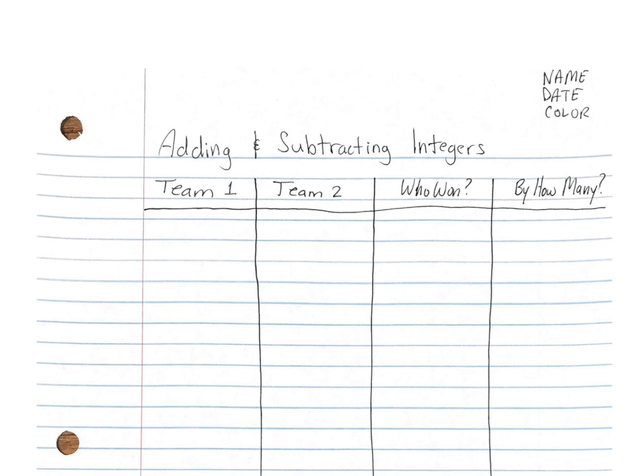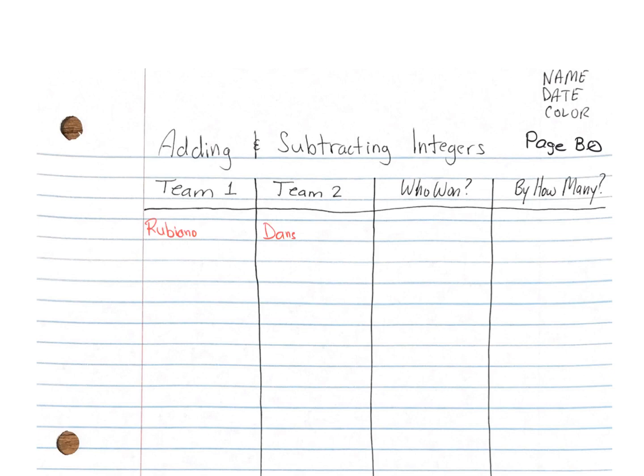So today we're talking about adding and subtracting integers with teams. Before we get started, make sure that you set up your paper exactly how this one looks. Put your name, date, class, color in top right. Adding, subtracting integers as your title. Create the 4 columns. And also be sure that you put your page number as B0. B0. All right, so go ahead and pause the video if you need to, and then continue the video once you're done setting your paper up.